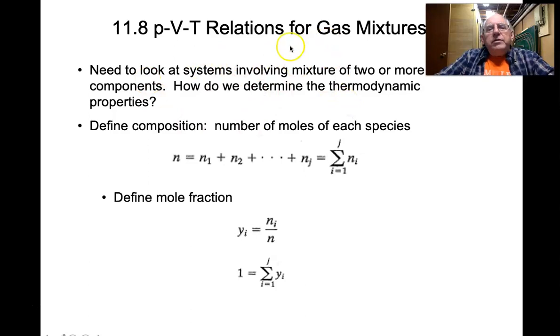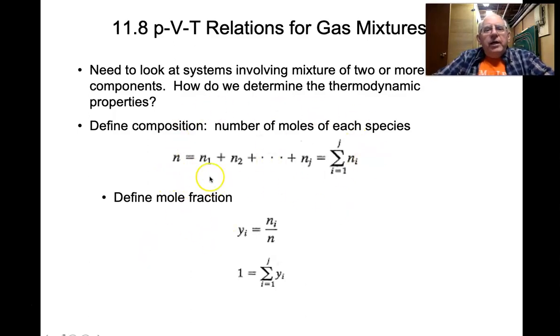So when we do have a system involving a mixture of two or more components, how do we determine those properties? Well, one of the things that I'm sure you remember from your chemistry class is that we can define a mixture by how much of each of the species, each of the components, we have in that mixture. And we remember from chemistry class that the mole was a measure of the number of individual molecules or atoms associated with a particular species or component.